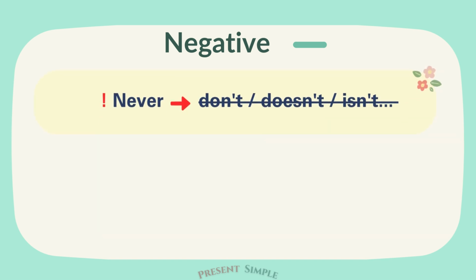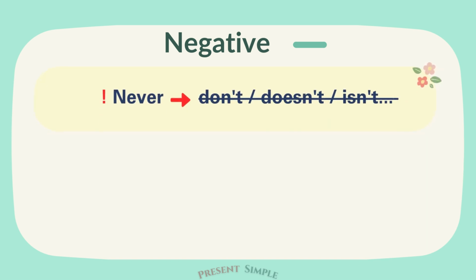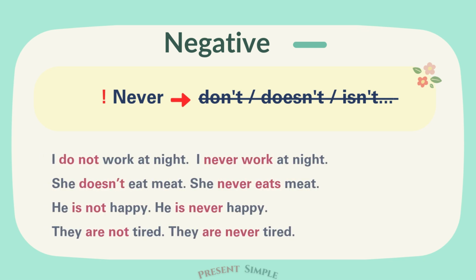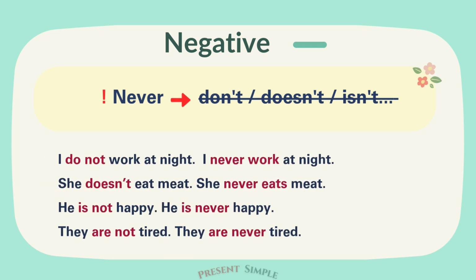Be careful. When we use the word never in the sentence, we don't use any structure with not, because the word never is already a negation. Look at these examples. I do not work at night, but I never work at night. She doesn't eat meat. She never eats meat. He is not happy. He is never happy. They are not tired. They are never tired.